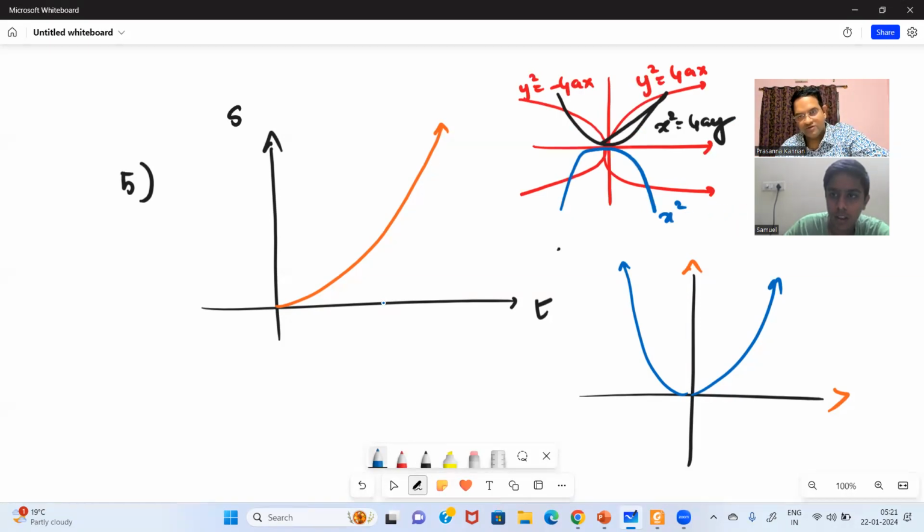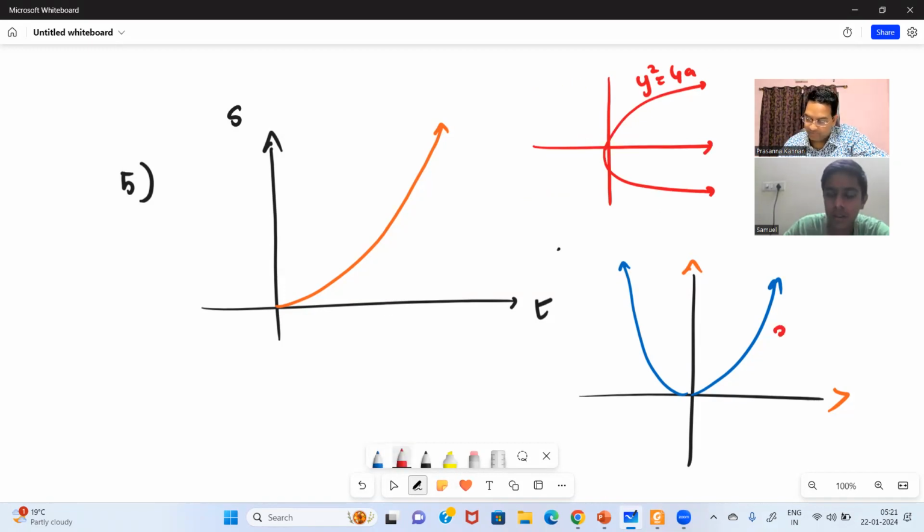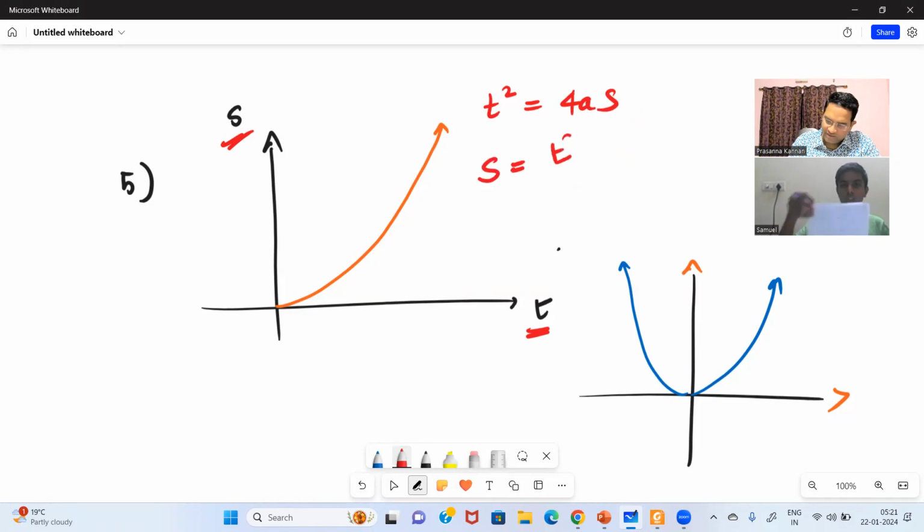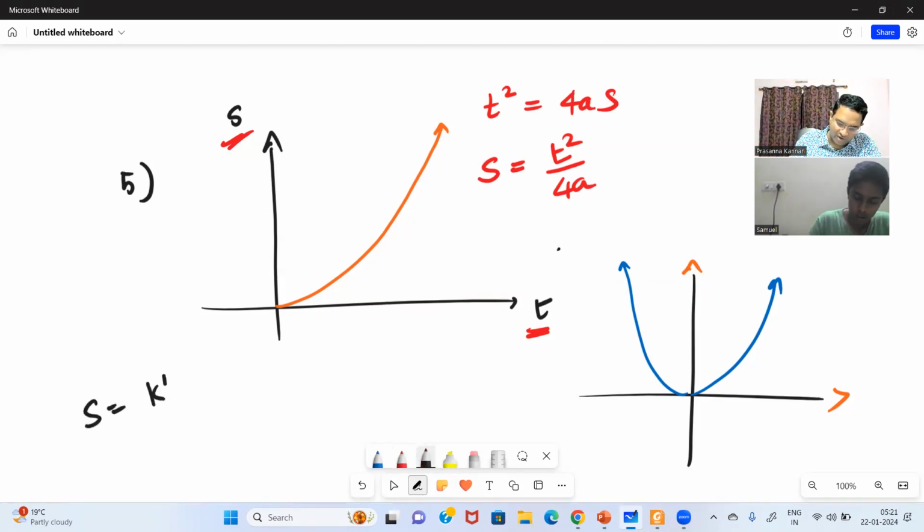Got it? So of these 4, which one does this represent? It does not represent y squared equals 4ax. It represents x squared equals 4ay. All right. So what is in place of x here? T. Okay. What is in place of y? S. So what is the equation? T squared is equal to 4as. Or in other words, S is equal to T squared by 4a. Correct. Or I can write it as S is equal to some constant into T squared.